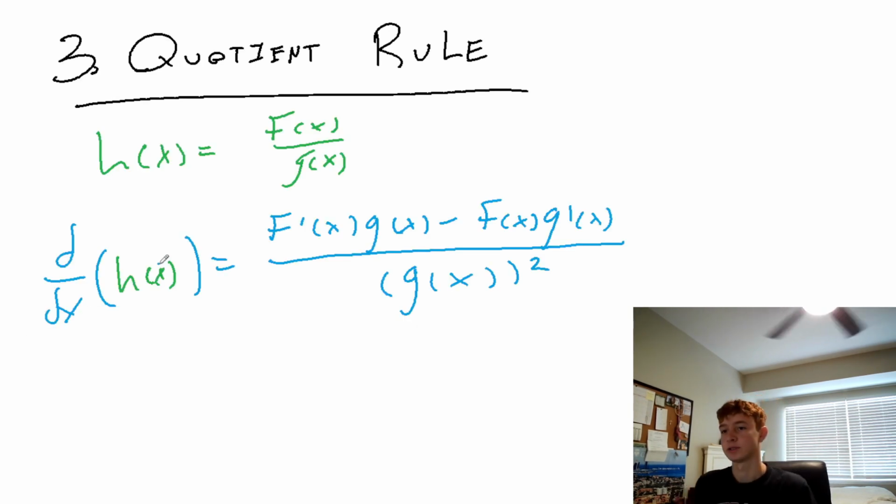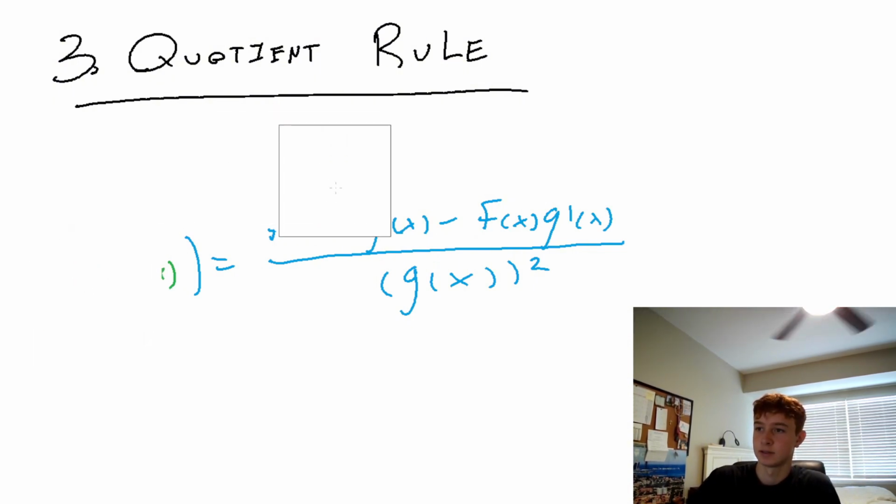Okay, next we have the quotient rule. So our new h of x function is f of x over g of x. And in taking the derivative of h of x, we have to find f prime of x, multiply it by g of x, and then subtract f of x times g prime of x. So it's similar to our product rule, except we're subtracting this time. And then another difference is that we're placing all of that over g of x squared. So what that looks like in practice is something like this.